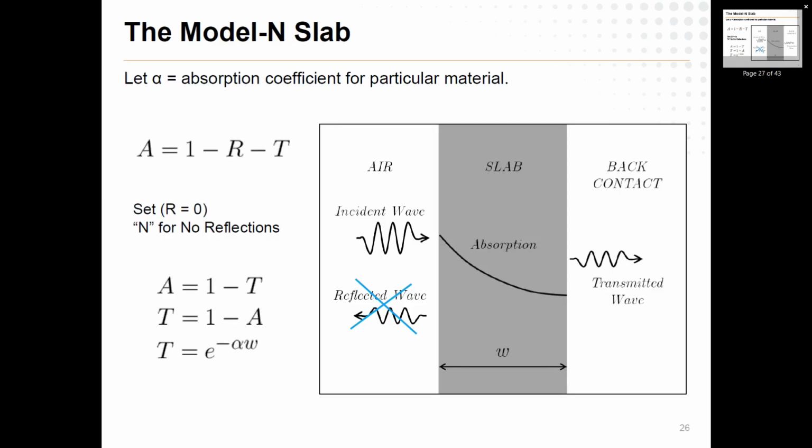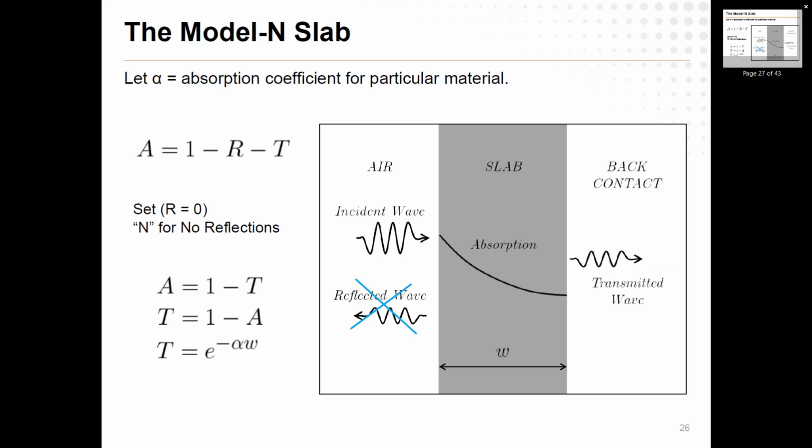So let's build some intuition. There was some really obscure textbook I found where he came up with this idea called the Model-N Slab. You probably won't see it much in the literature, but I thought it was a great way of visualizing and talking about light trapping. So you imagine here is air with light coming in from the left, and here is some magical material of interest that I care about. We call it a slab, so it's a rectangular slab.